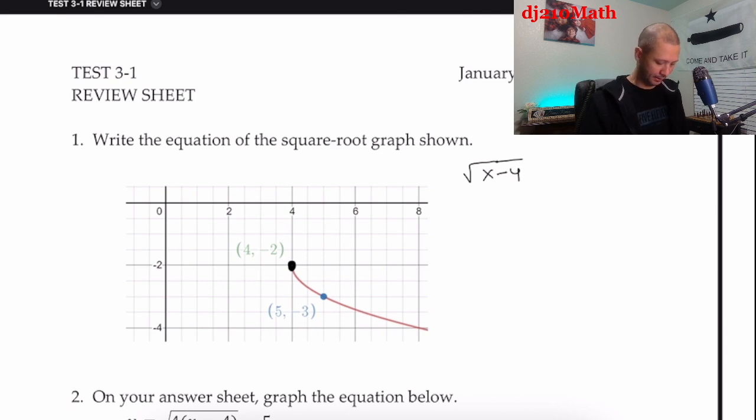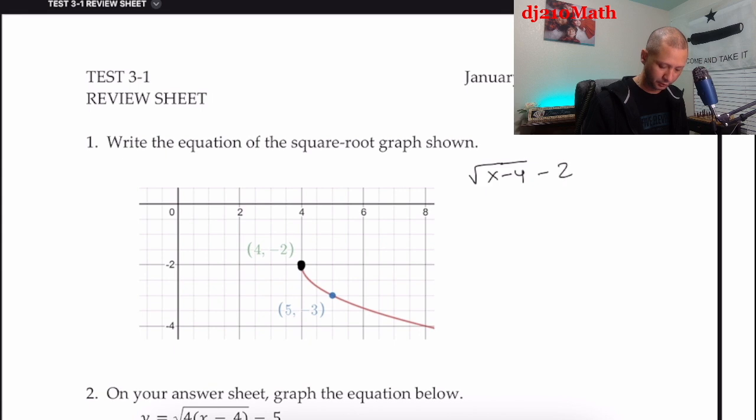Okay. It's also translated down 2. So outside, away from the x, outside of the parentheses, or the square root in this case, it's going to go down. Actually, it's down 2. So negative 2. And it's reflected downward. So this is going to be a negative outside.